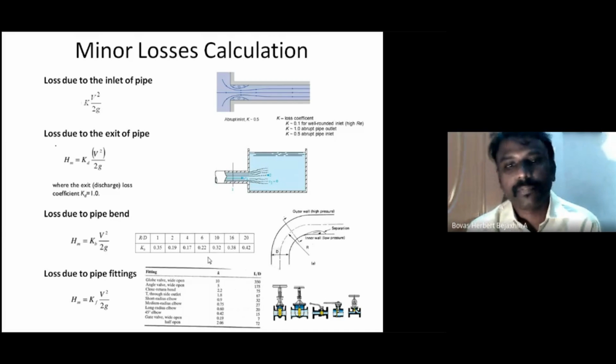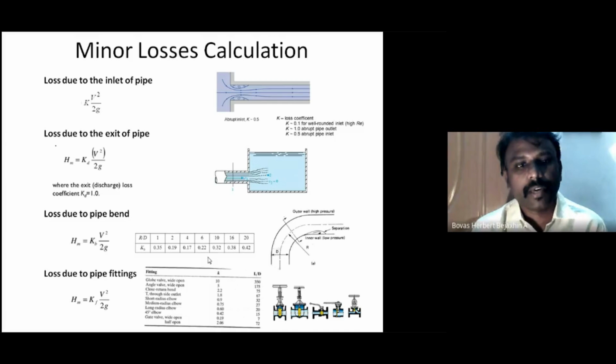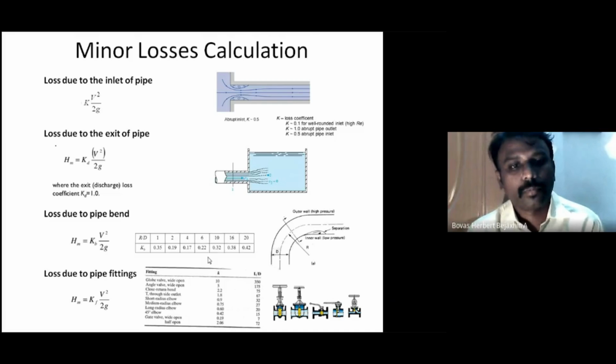Loss due to exit of the pipe. If the pipe is connected with some other tanks or reservoirs, we should consider the exit loss. So Kd into V squared by 2g, where the coefficient is always 1. So V squared by 2g.